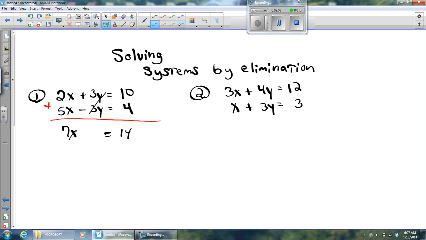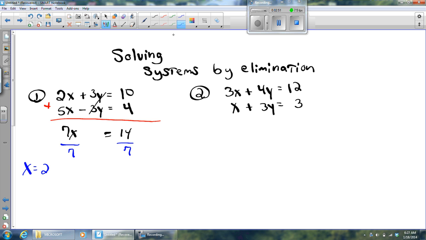Now, some of you went, oh, wow, that's so cool, I'm always going to do it by elimination. Hold your horses, all right? Or porcupines or skunks or whatever you happen to be riding right now. I'm going to divide by 7, and I'm going to get that x equals 2.